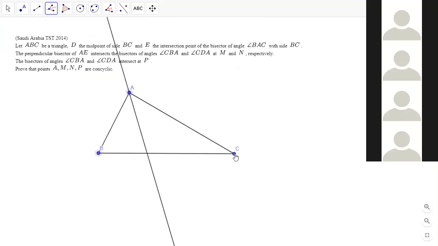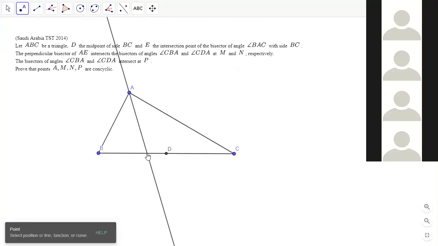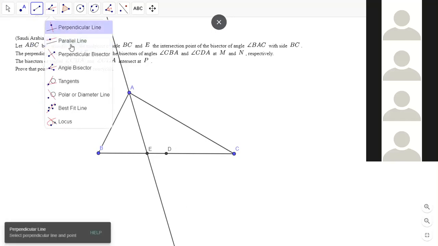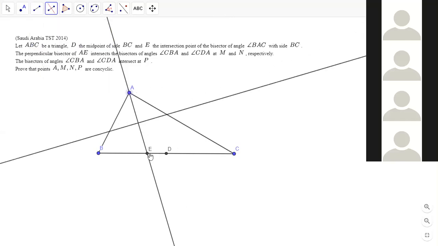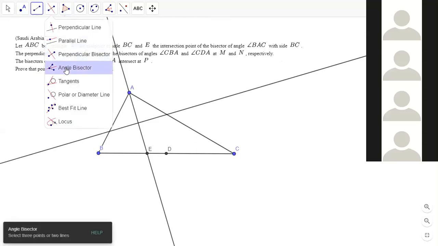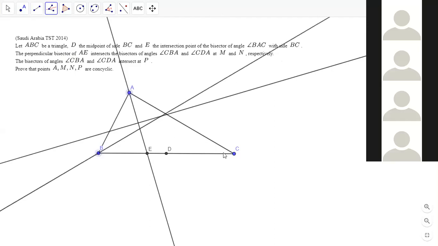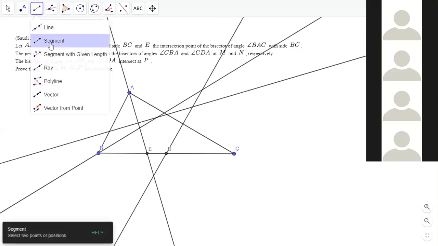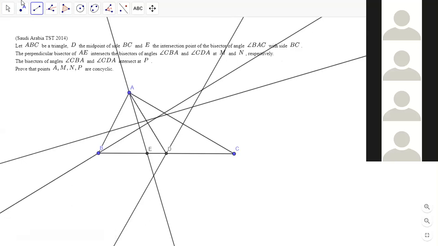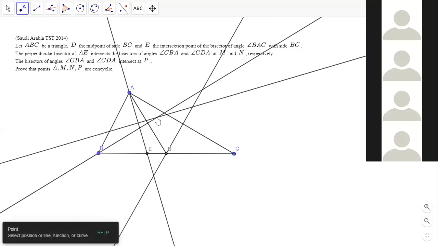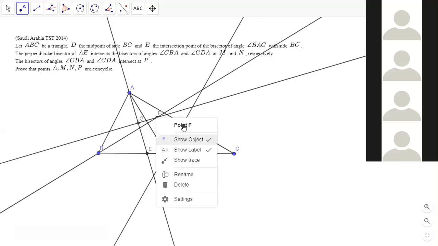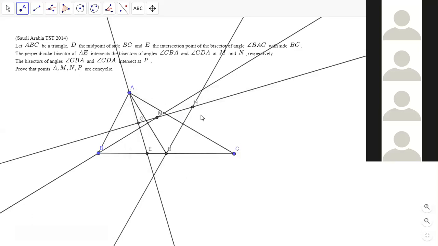So I'm going to draw both of them. Here we have D, E, the perpendicular bisector of AE intersects the bisectors of angles CBA and CBA, so that's not really symmetric, at M and N. So I'm going to label this point. So this is M, and this is N.